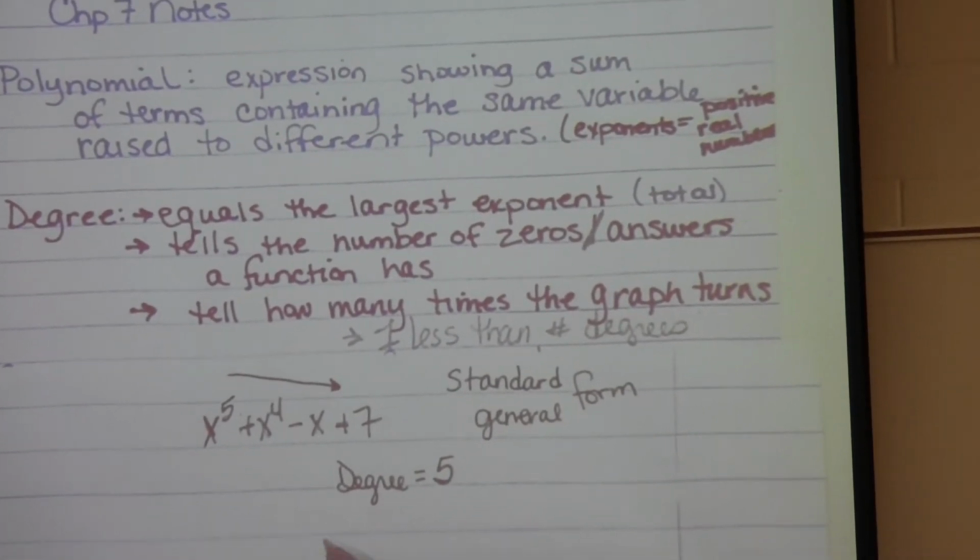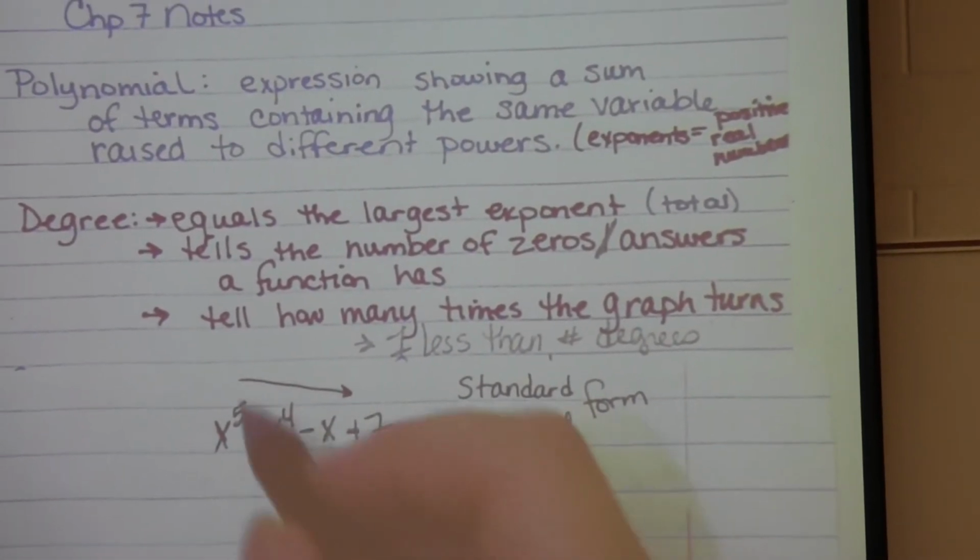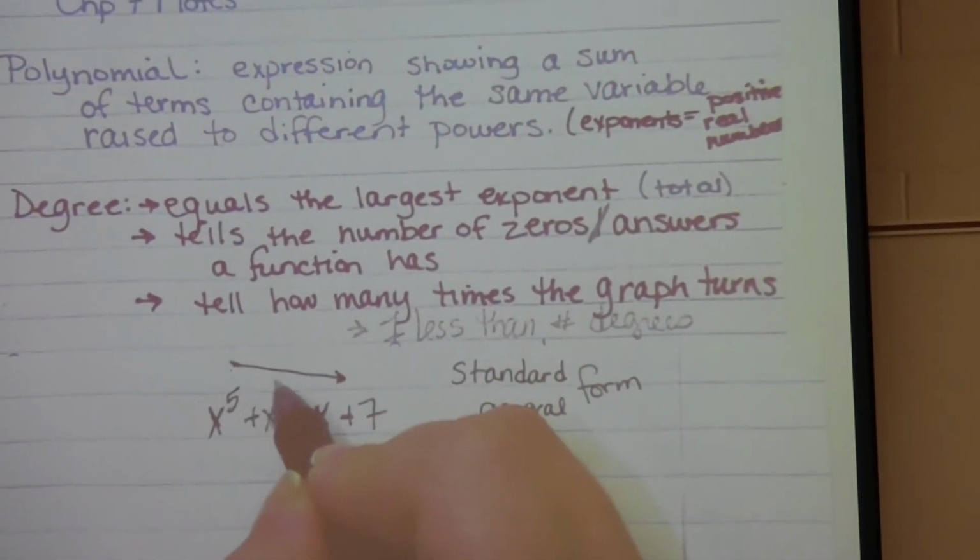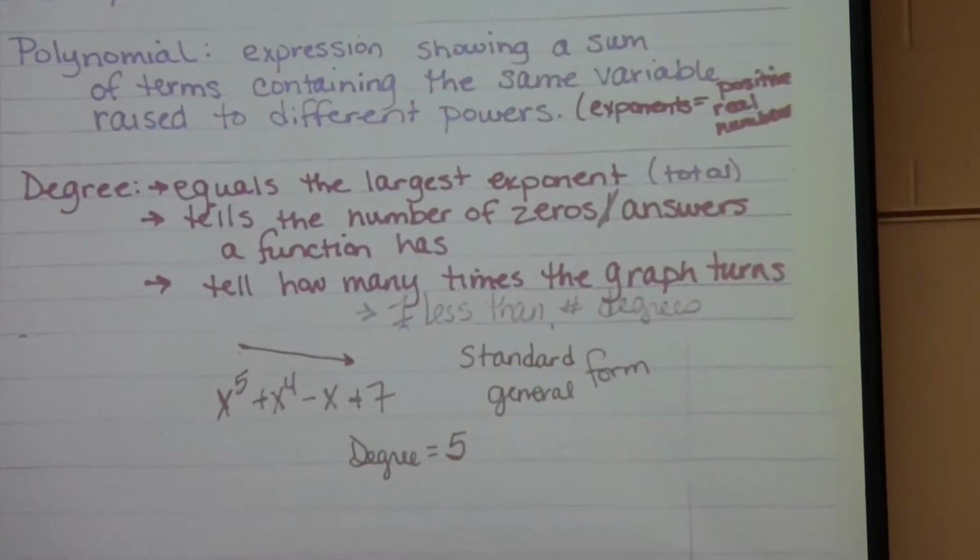I have a question. Where's that arrow coming from and pointing to? It's just going down. So like 5 is bigger than 4 is bigger than 1. Gotcha. Right. Yeah.